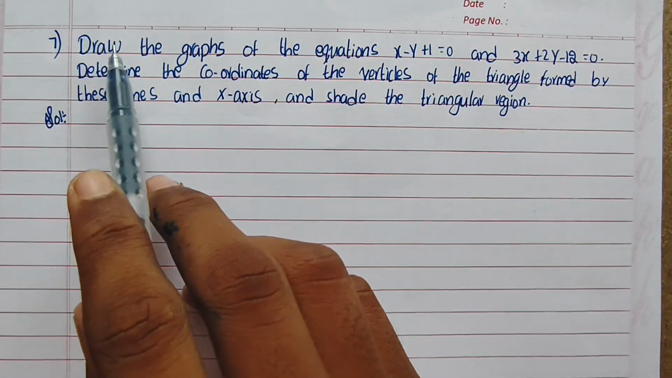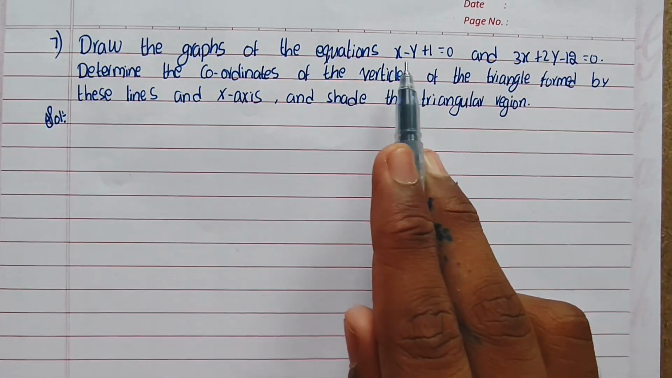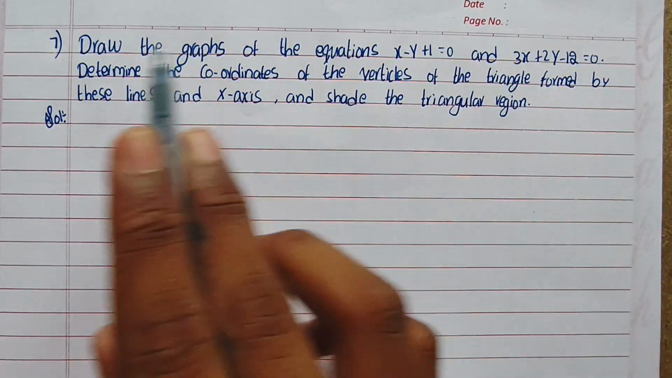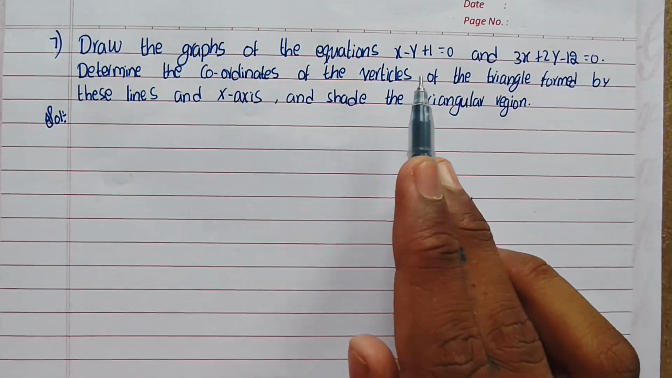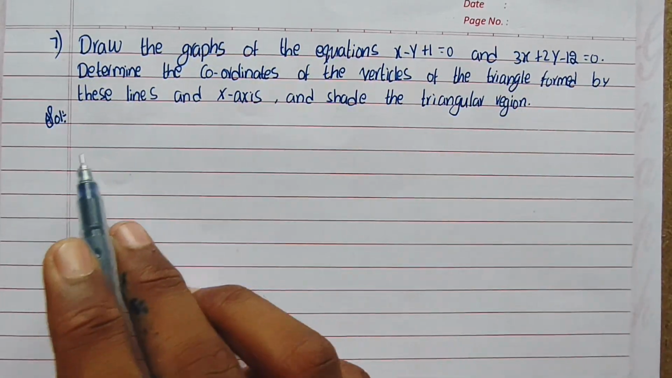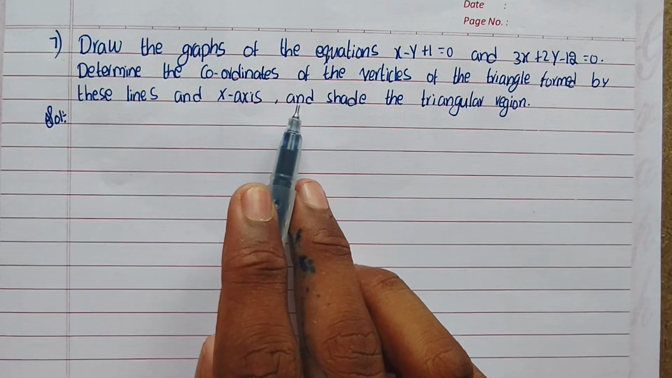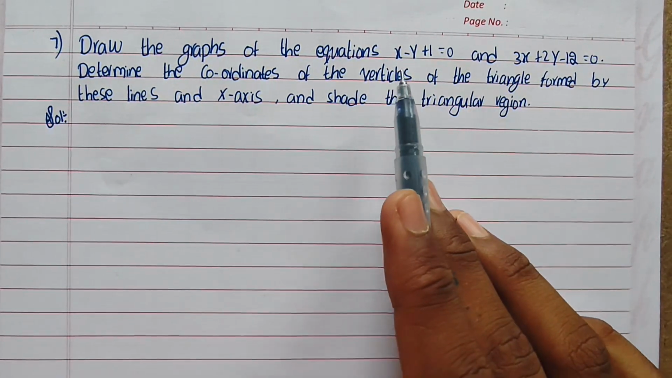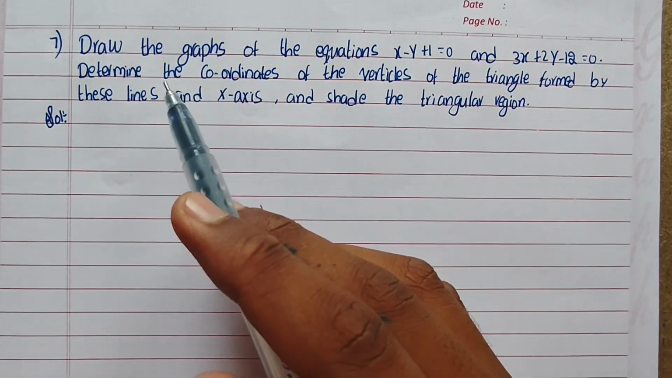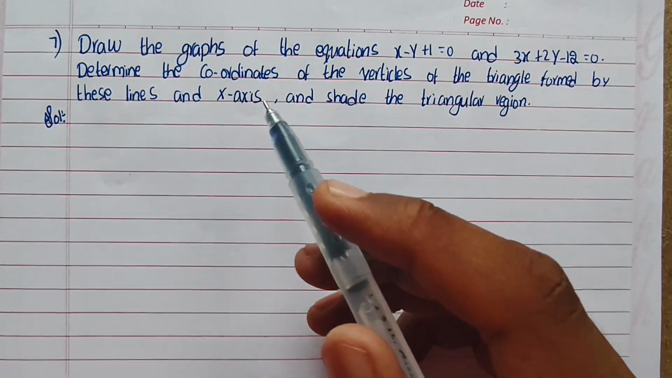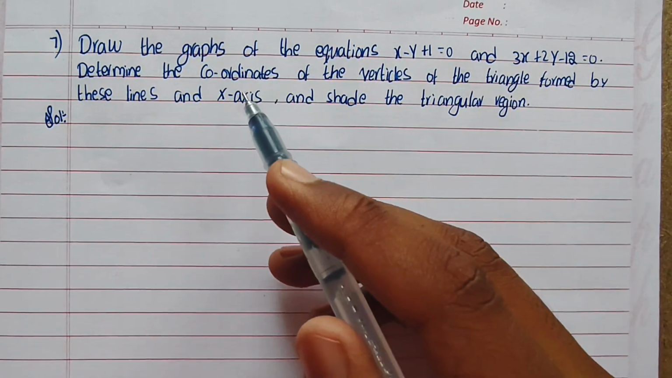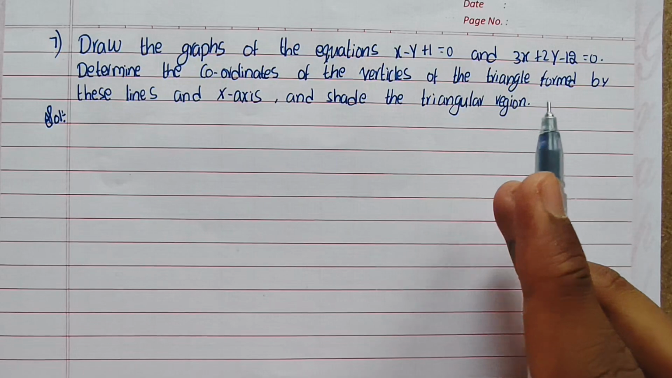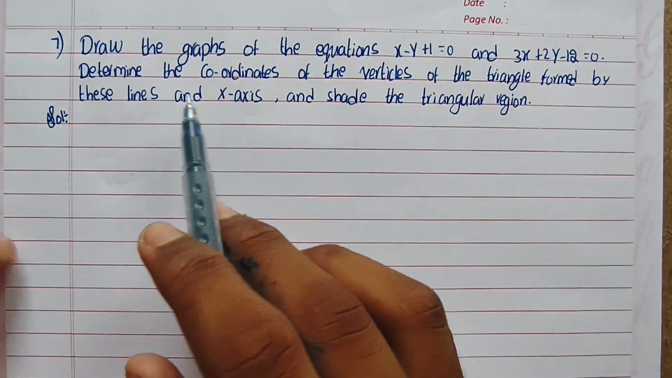Here, the 7th question is, draw the graphs of equations x minus y plus 1 equals to 0 and 3x plus 2y minus 12 equals to 0. Determine the coordinates of the vertices of the triangle formed by these lines and x-axis and shade the triangular region. By using these two linear equations, we want to draw a graph and the triangle will be formed on the graph and we want to shade that triangular region. So, now let us go to the problem.